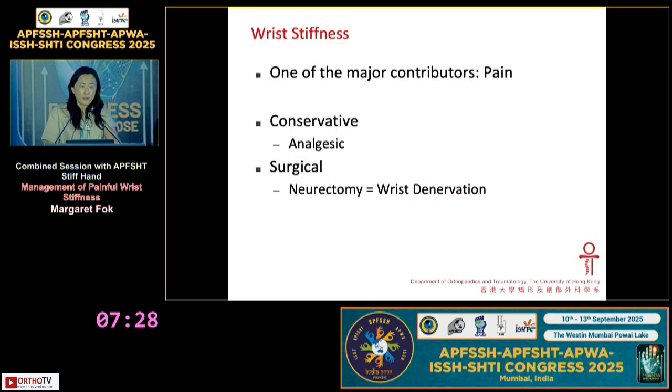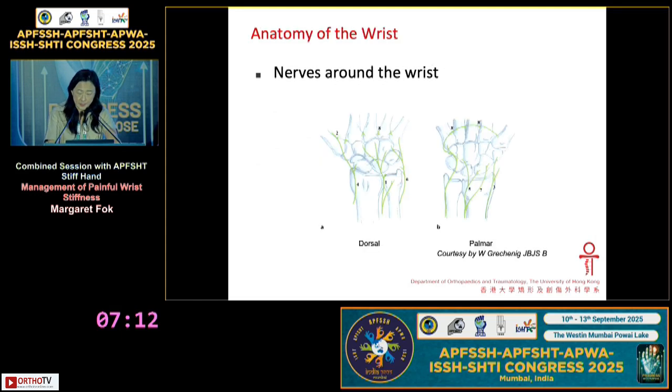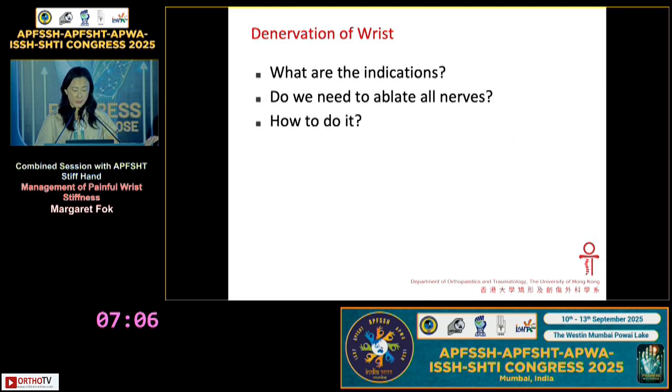So we know that for wrist stiffness, one of the major contributors is pain. So sometimes it's like, can we just eliminate the pain? For conservative, we can give analgesics, but for surgical, we often forget that we can do neurectomy, which is the wrist denervation. So this is the anatomy of the wrist, and there are so many nerves around the wrist that you can see, in dorsal and palmar side.